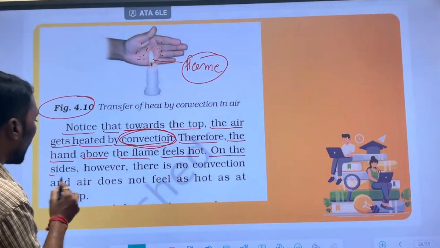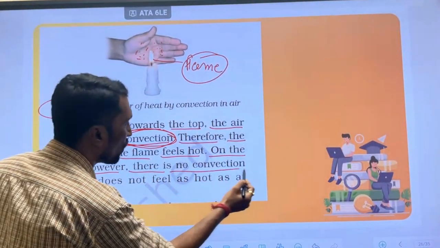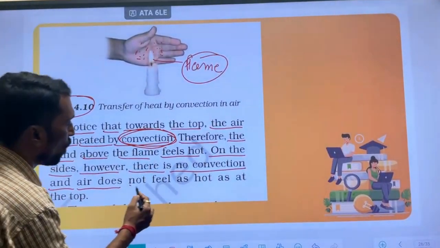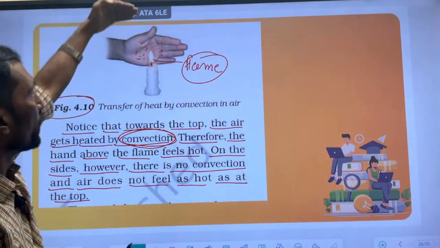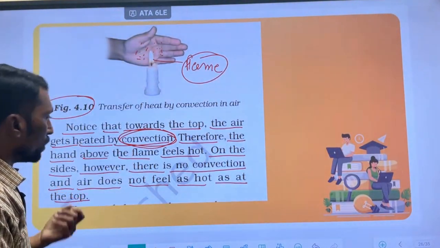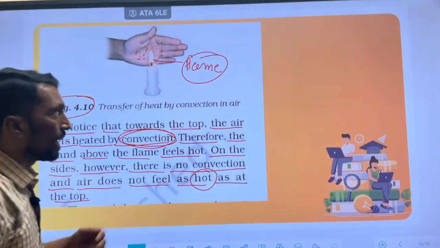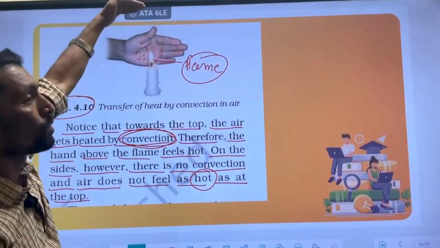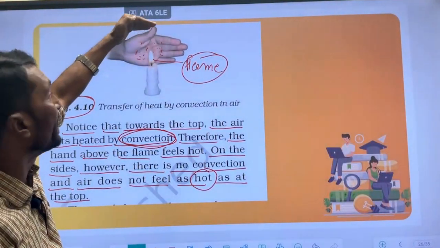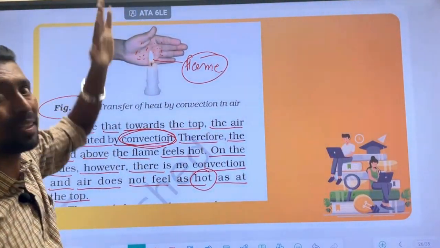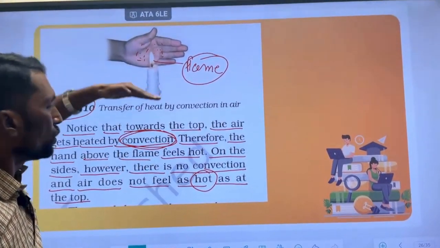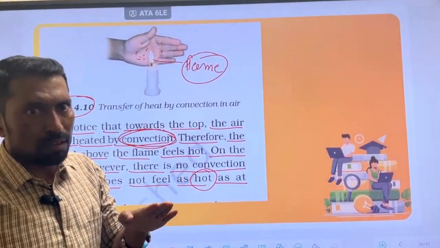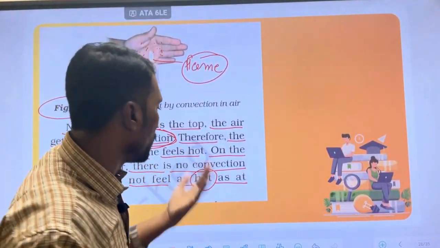On the side, however, there is no convection and here does not feel as hot as at the top. इसके ऊपर के टॉप के लेयर पे हमें हॉटनेस नहीं दिखाई देगा, बिकॉज द पार्टिकल्स आर मूव फ्रॉम द अपर साइड. देयर इज नो प्रेजेंस ऑफ द हीट एनर्जी और द पार्टिकल्स कैन नॉट ट्रांसफर द हीट एनर्जी एट दैट लिमिट. सो वी कैन से दैट अबव द फ्लेम वी आज लाइक टू फील कोल्ड. वहां पे हमें ठंडा लगेगा थोड़ा सा.